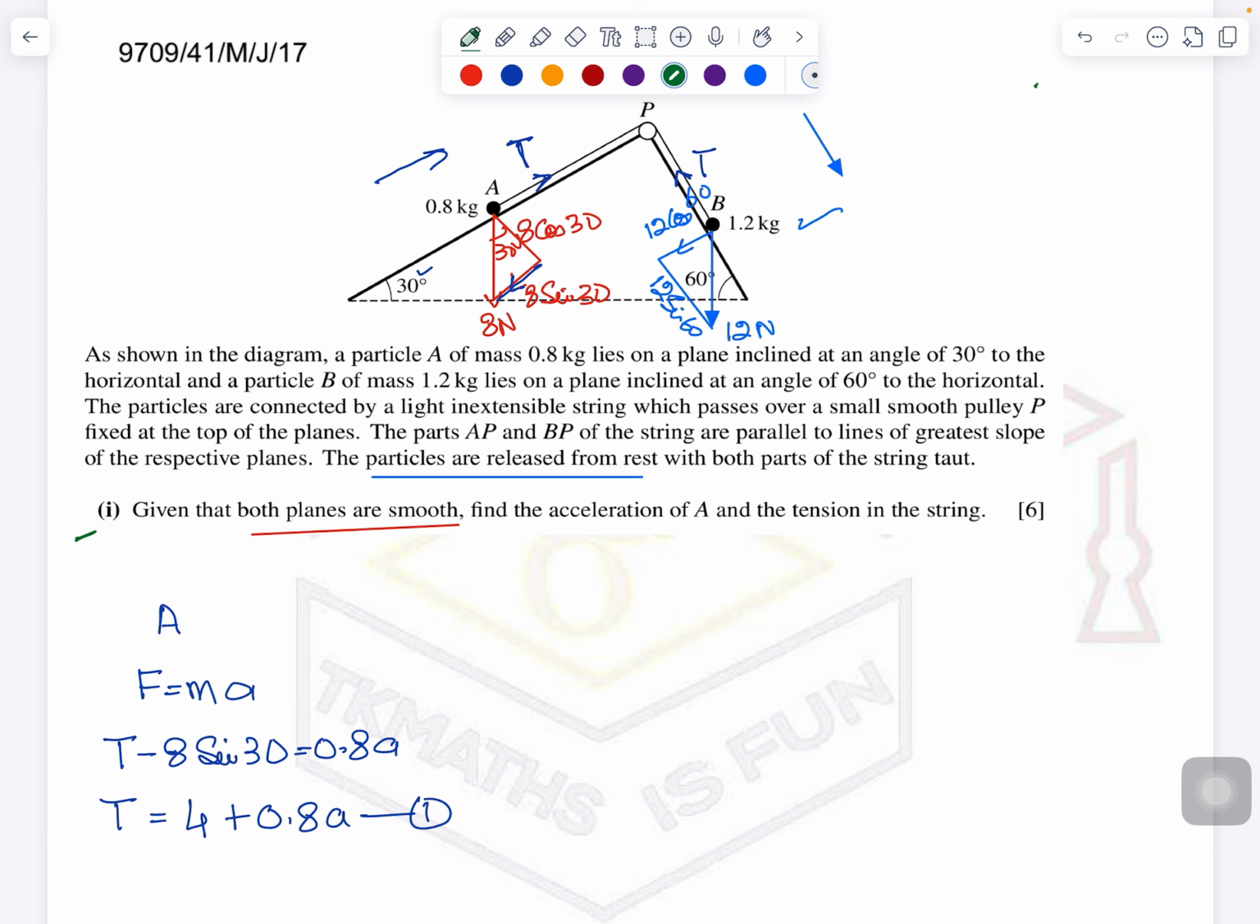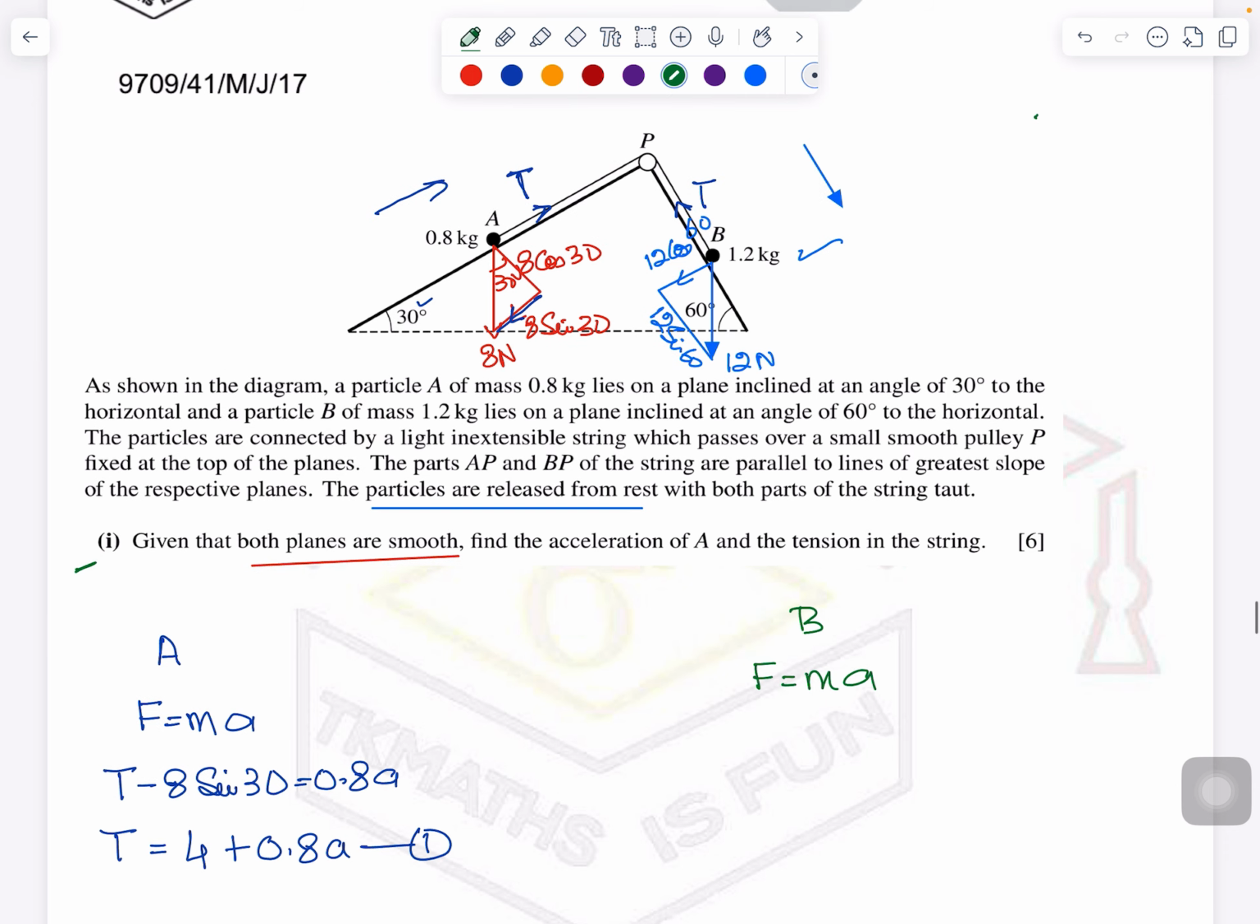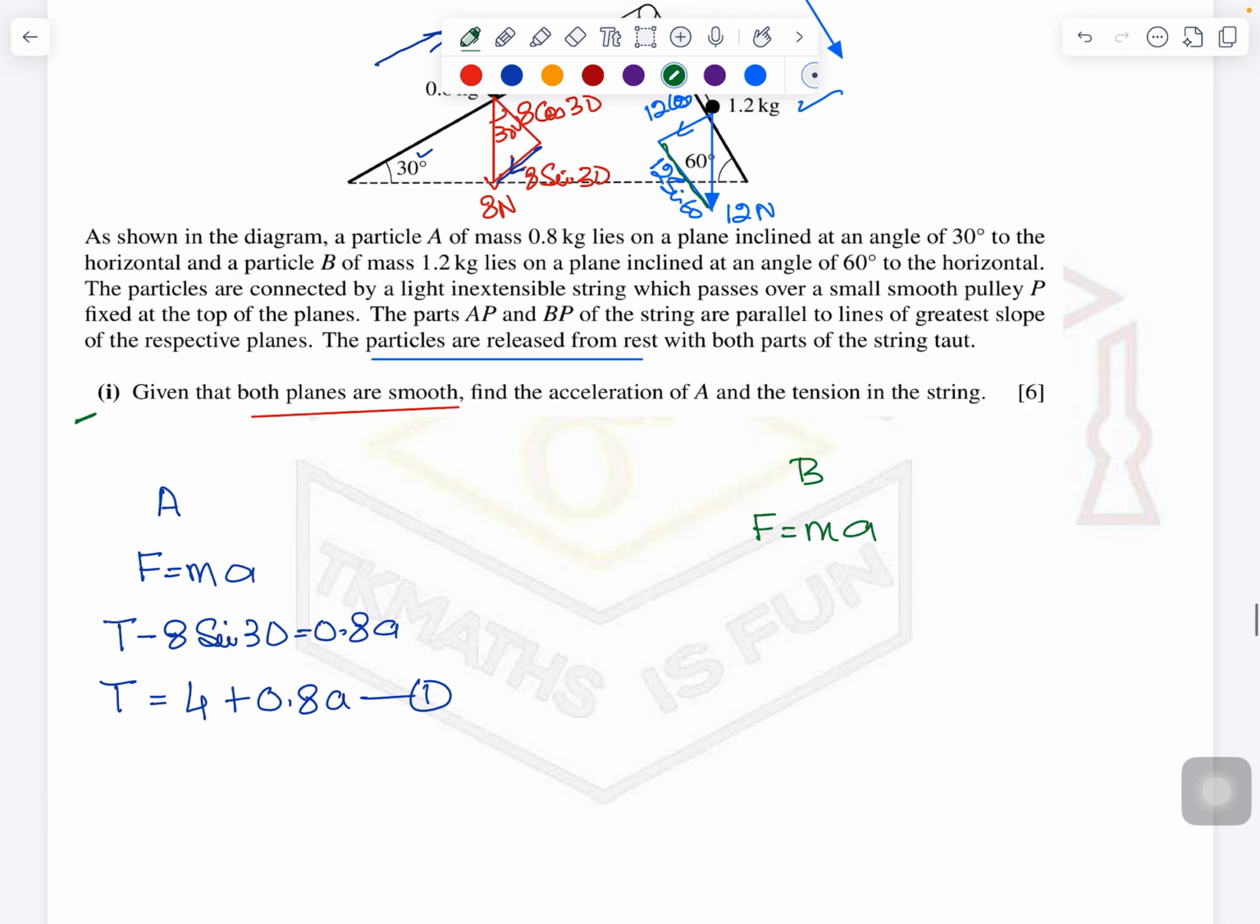Now I will see for particle B, same concept, Newton's second law of motion. In this case, because we are taking B as coming down, the force due to weight is larger than the tension. So this time I will write 12 sine 60 minus T equals 1.2A. And this is equivalent to 6 root 3 minus 1.2A equals T. So these are equations 1 and 2.